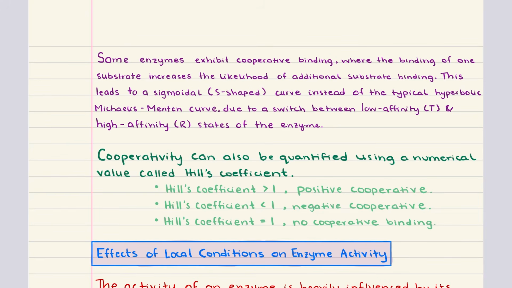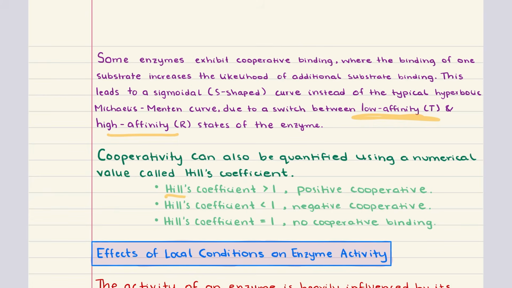And it reflects a transition between a low affinity state, sometimes called the T state, and a high affinity state, sometimes called the R or relaxed state. We can quantify this cooperative behavior using something called Hill's coefficient. Now, all you need to know here is what the Hill coefficient means when it's compared to 1.